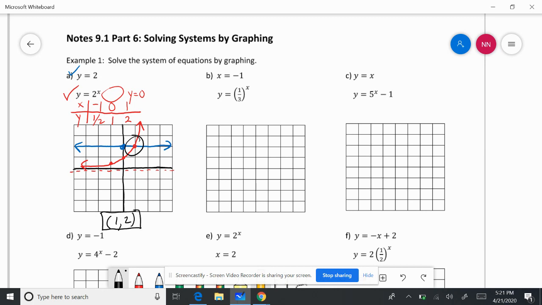Now, looking at our second one, once again, I'm going to start with my linear. This is my linear. Notice that it's not y equals, it's x equals. So that means that instead of a horizontal line, I'm going to have a vertical line. So x equals -1. At -1 on the x-axis, I'm drawing my vertical line.